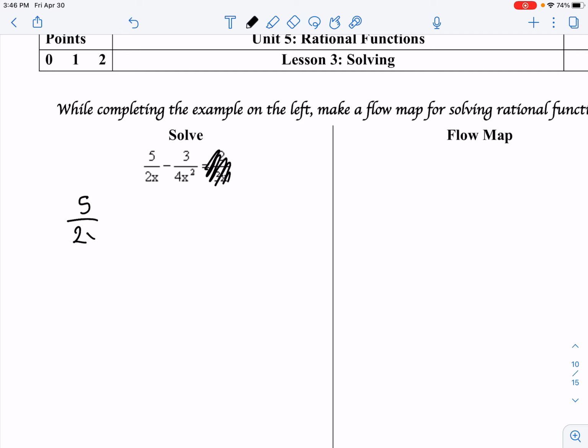So 5 over 2x minus 3 over 4x squared. Remember, find a new common denominator. It'll be 8x cubed. 20x squared minus 6x.